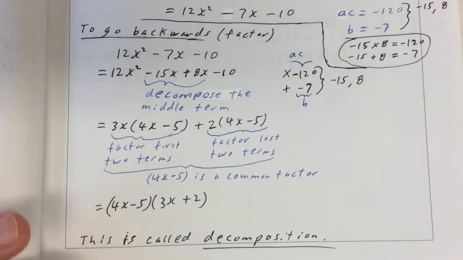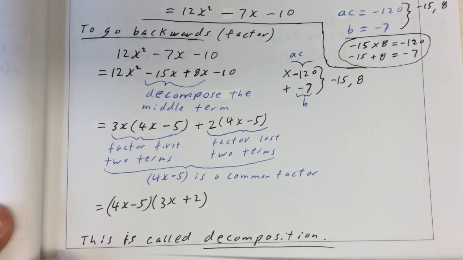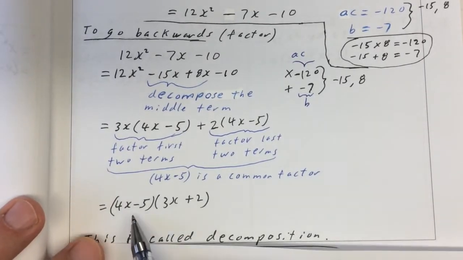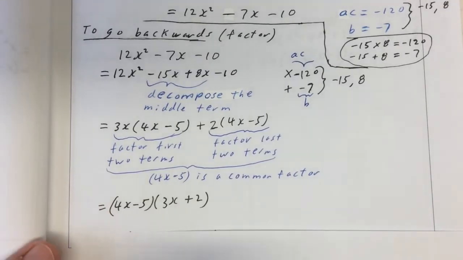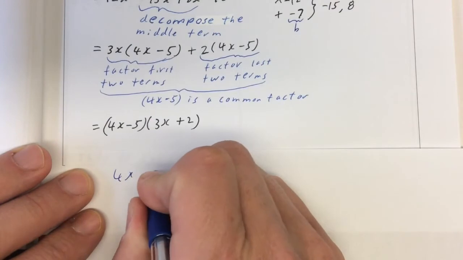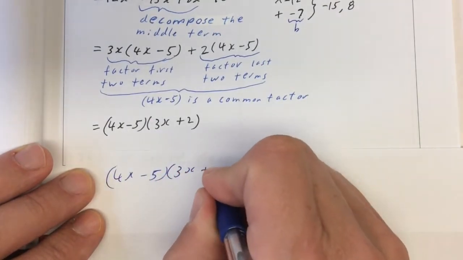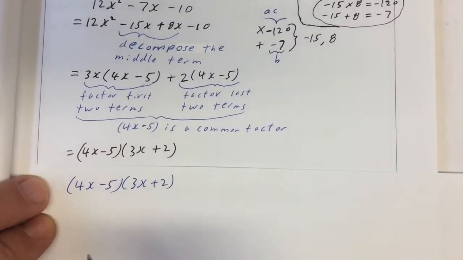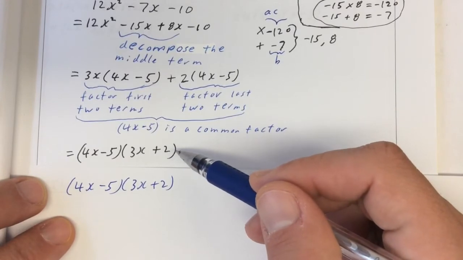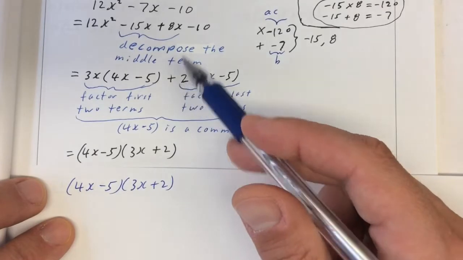Okay, so there's a couple other reasons why this works, and I'm going to show you right now. If you work backwards here, okay, so let's do this, 4x minus 5 times 3x plus 2. Okay, so I'm going to show you a different way of looking at this. If you were to expand this 4x minus 5 times 3x plus 2 out, you would just be going in this reverse order.